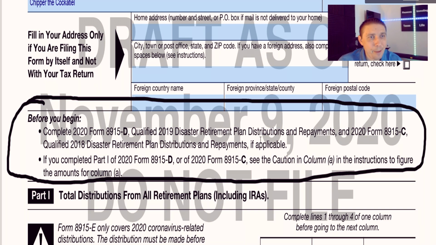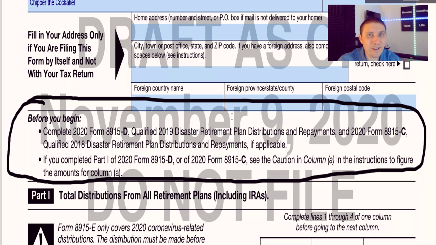So for the sake of our example, we're not going to be even looking at this, but I just want to make you aware that these forms came into play for qualified disasters for 2019 and 2018. If you took a qualified disaster distribution in those years, it may or may not affect this form, and you're going to have to start by looking there first. So that's what that means.